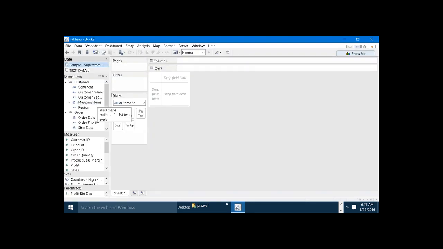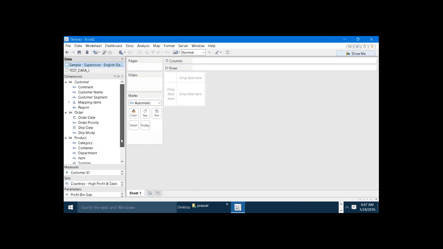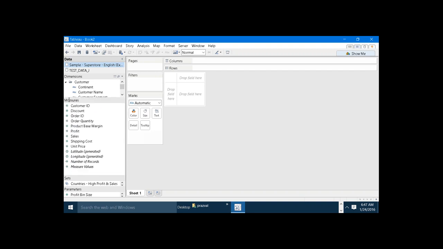Now see here, Tableau got connected to that Superstore data source. After connecting to the Superstore data source, Tableau is placing some fields under dimensions and some fields under the measures. The fields it places under the dimensions are all the textual fields.